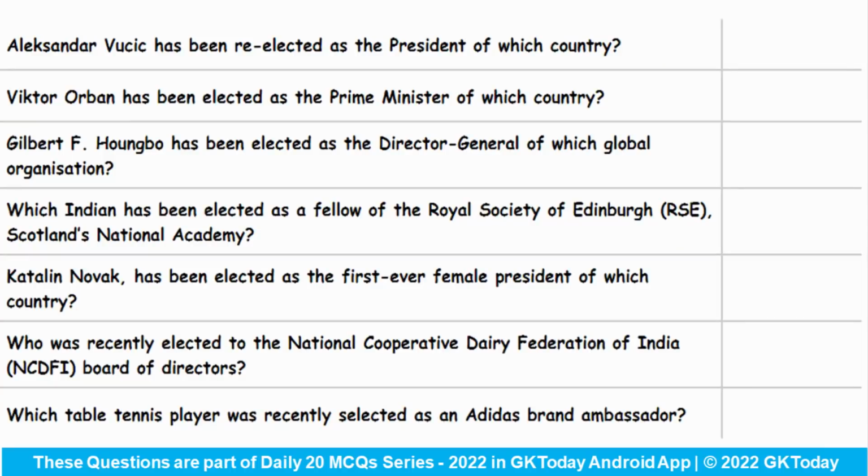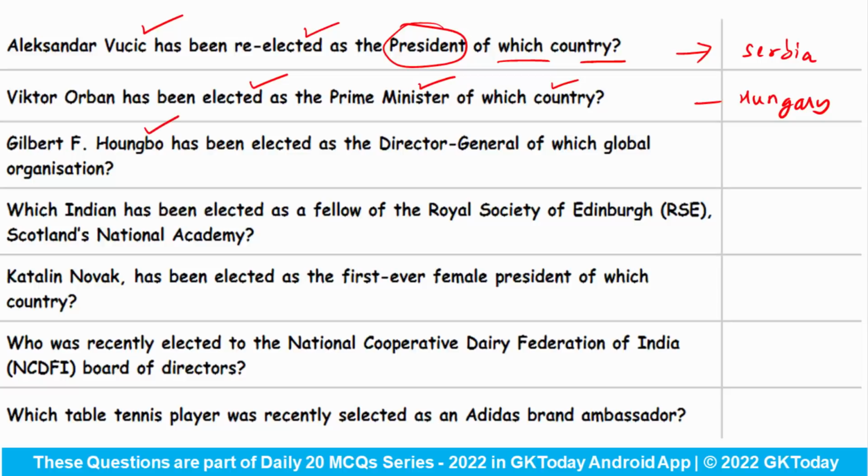Now let's see some of the important and recent appointments. Alexander Vucic has been re-elected as the president of which country? He has been re-elected as the president of Serbia. Viktor Orban has been elected as the Prime Minister of which country? This country is Hungary. Gilbert F. Hongbo has been elected as the Director General of which global institution? He is now the Director General of the International Labour Organization.